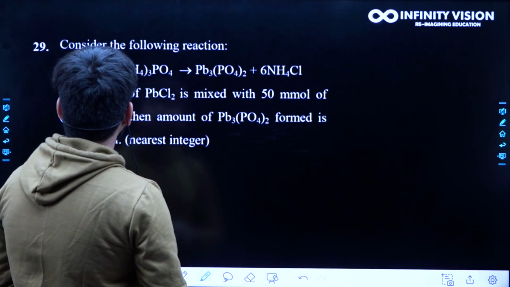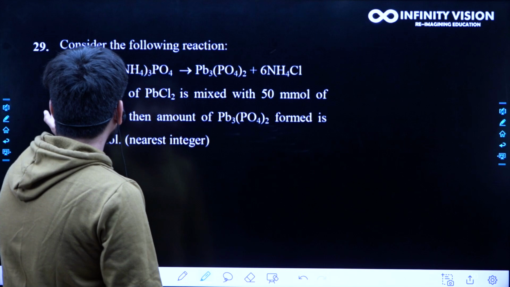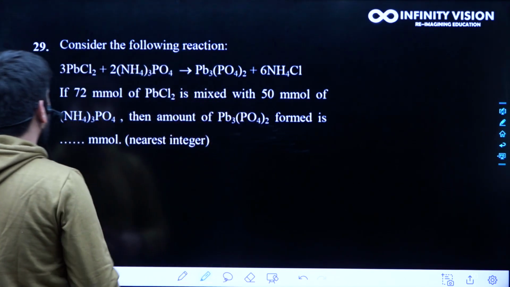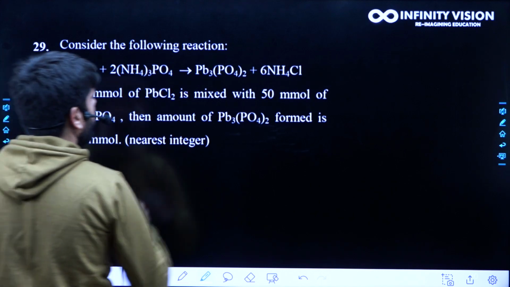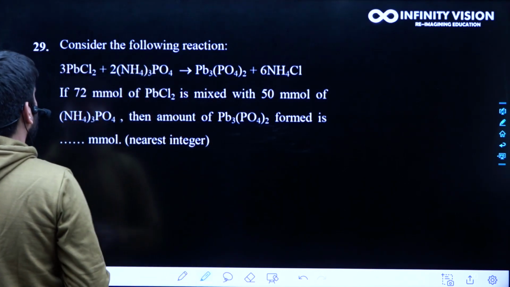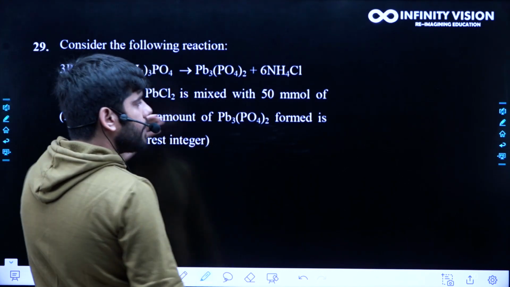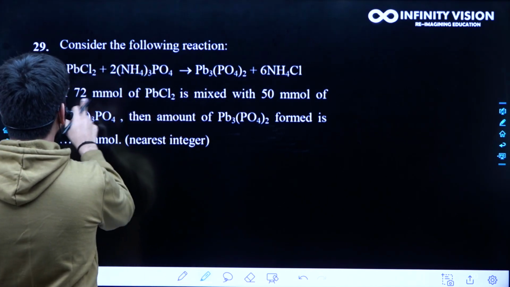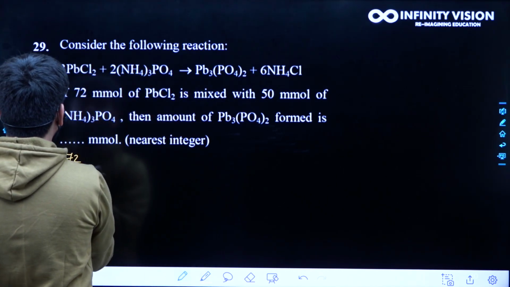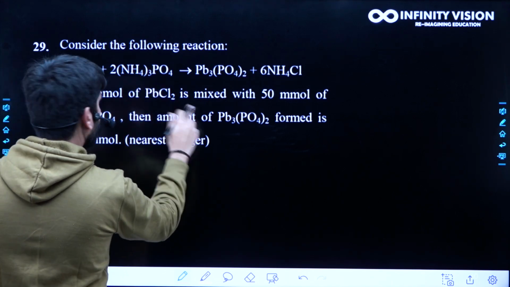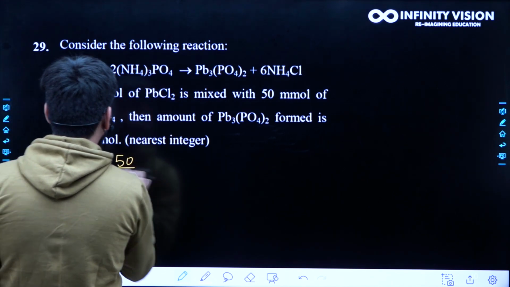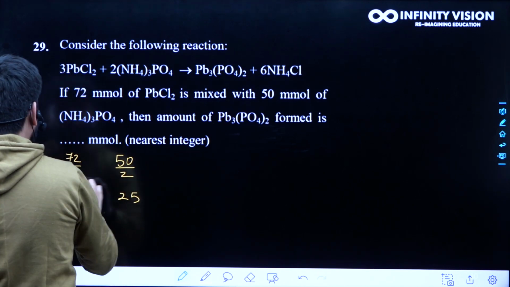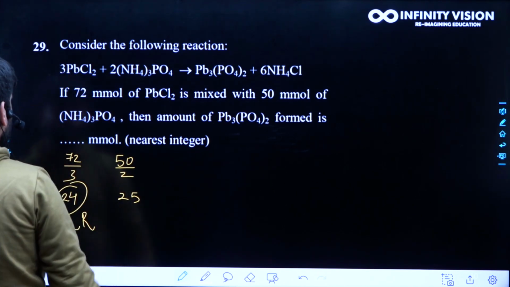Consider the following reaction. This is the reaction. If 72 millimole of PbCl2 is mixed with 50 millimole of ammonium phosphate, then the amount of lead phosphate formed is dash. All right, so let us find the LR, that is the limiting reagent. For that, we can write 72 upon 3, and 50 upon 2. So what do we get? This is 24, this is 25. So PbCl2 is your LR, right?